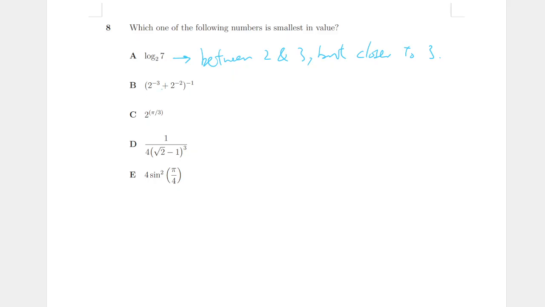Option B, well, that's good because I can evaluate this. 1 over 8 plus 1 over 4, to the minus 1. This I can do, right? 3 over 8 to the minus 1. That is 8 over 3.